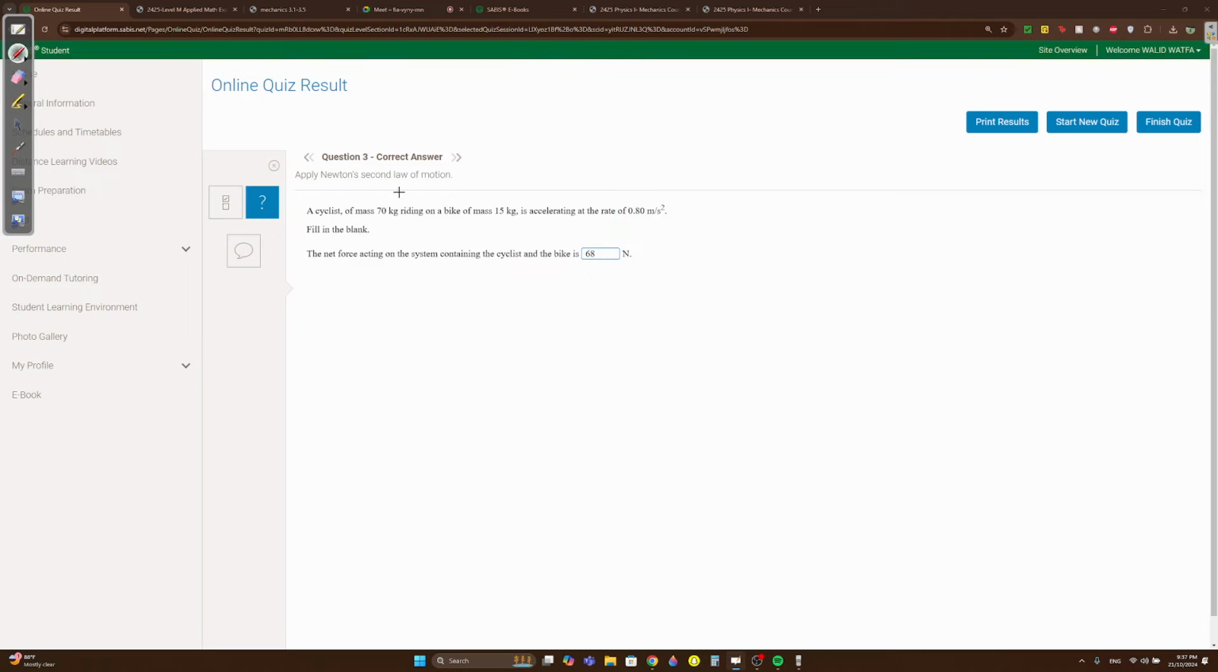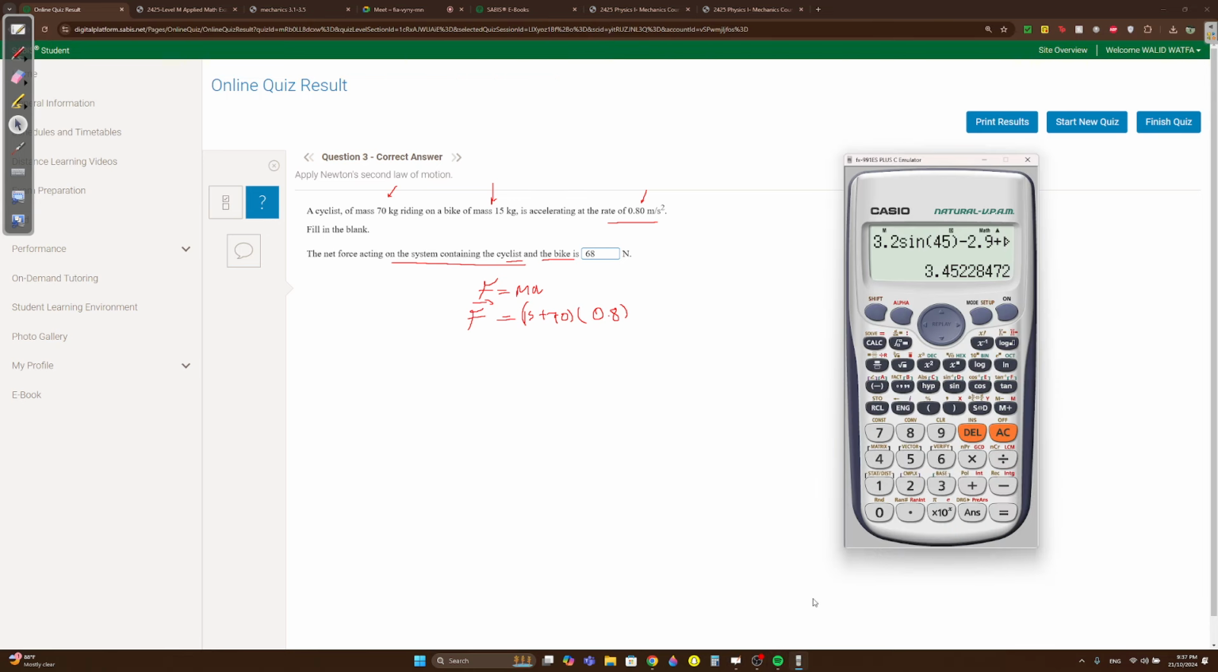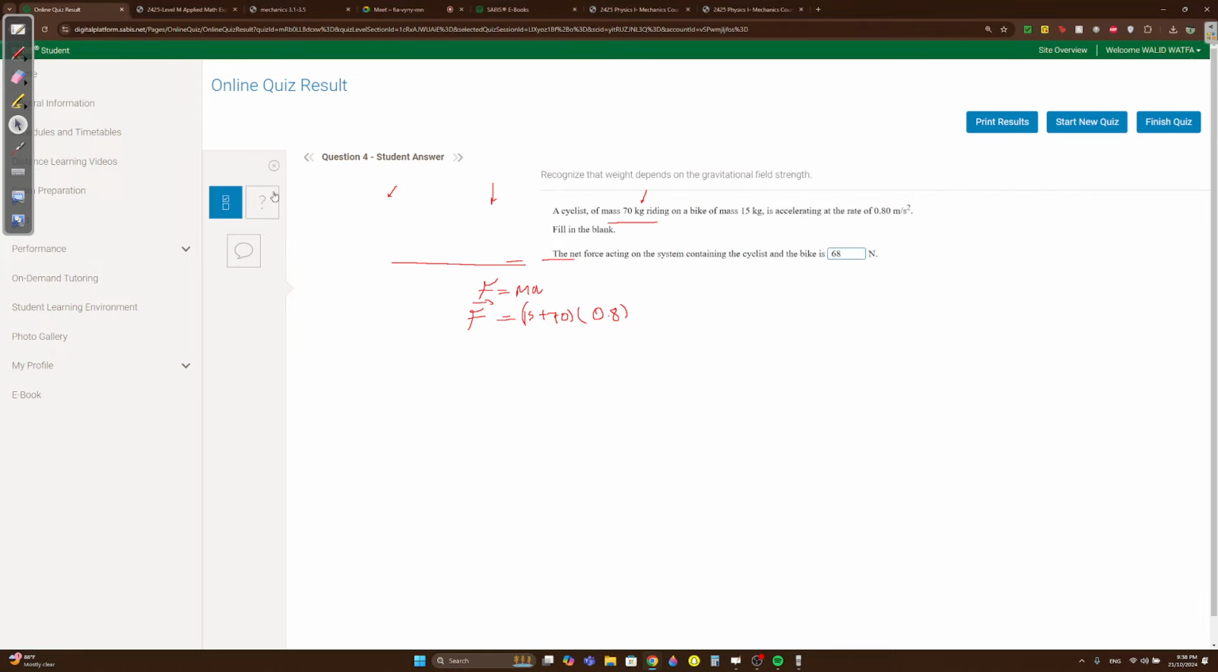A cyclist of mass 70 is riding on a bike of mass 15, and all of this is accelerating at 0.8 meters per second squared. What is the net force? F is equal to mass times acceleration. They said the cyclist and the bike, so it's going to be the mass 15 plus 70 times the acceleration 0.8. Very simple. 15 plus 70 and then times 0.8, you get 68 Newton.